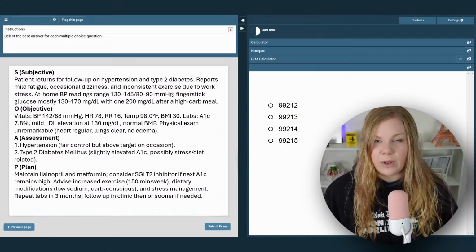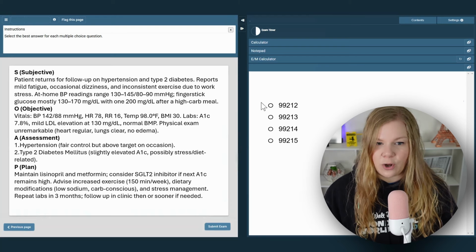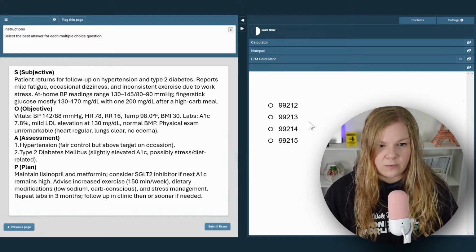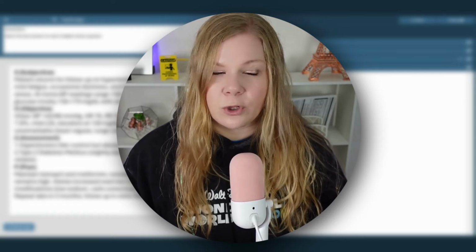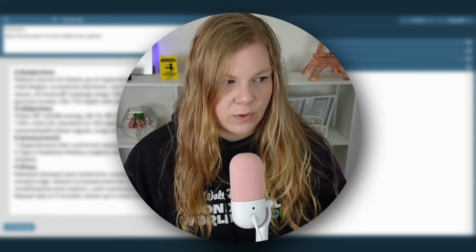So for my first example, we're going to work through a case that is an office visit. When we look at the options that we have to select from here, we can see that this is an outpatient established office visit. If we look at all these code descriptions, they're all outpatient office visit. So that will help us get some clues as we're even working through the calculator.